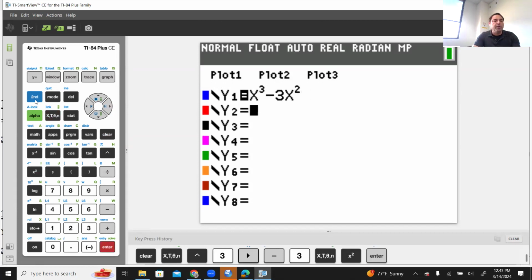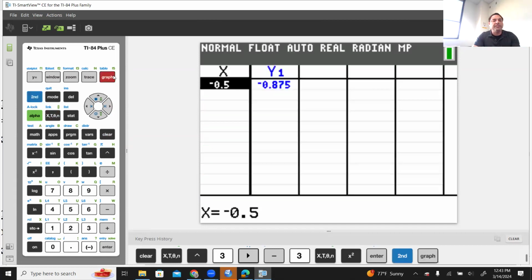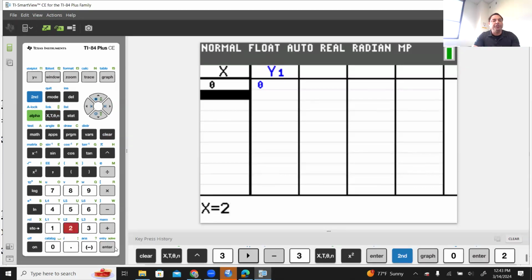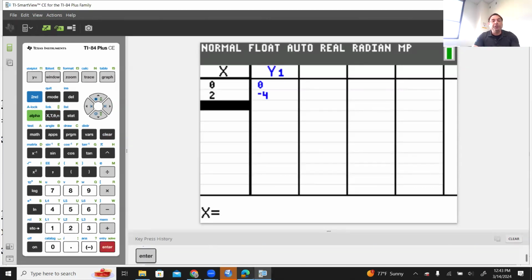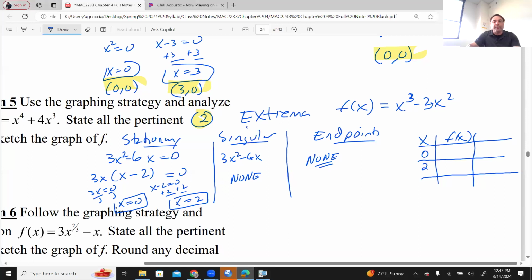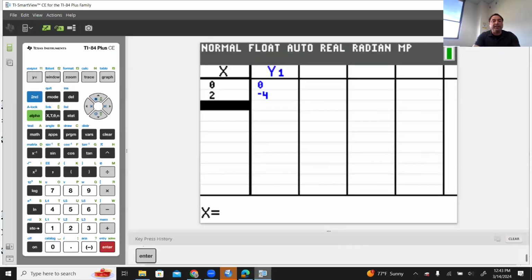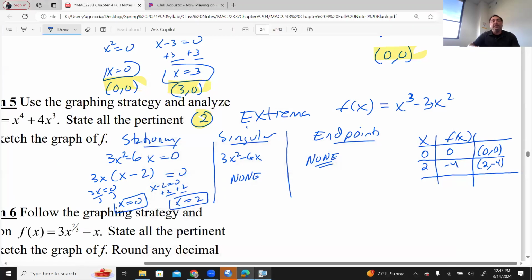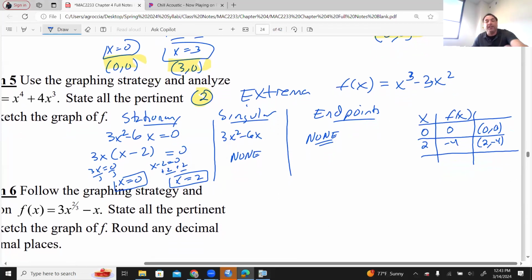So we go to our second graph for the table. We plug in 0 and we plug in 2. So those are the two possible extrema, (0, 0) and (2, -4). Okay. That comes right from the table. Now, at this point, I have no idea. Is it a max? Is it a min? What is it at all? I have no idea. And I'm not going to have an idea until I graph it.